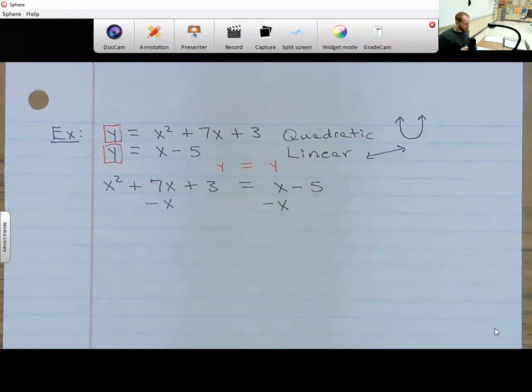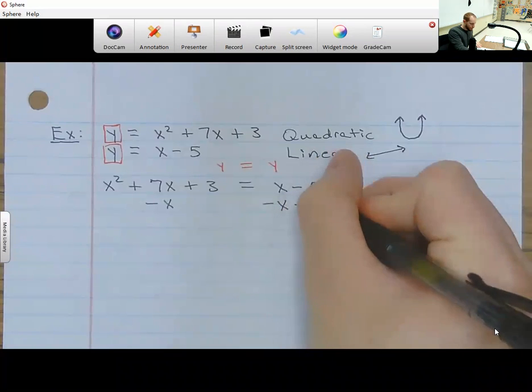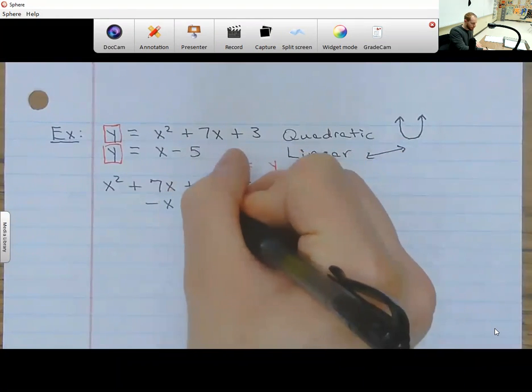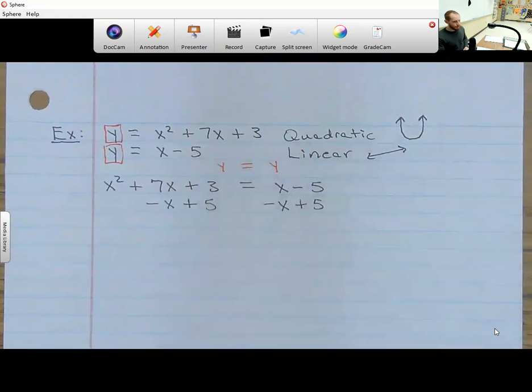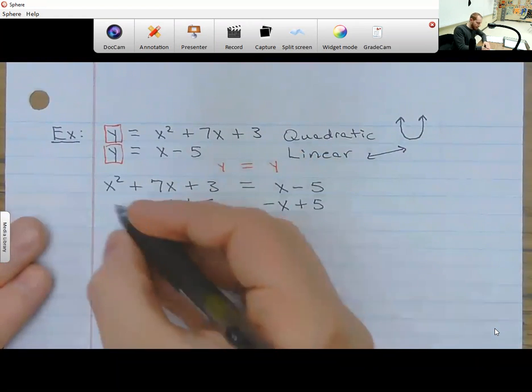The negative 5, I can get rid of that by adding 5. That'll get rid of the minus 5. Just make sure you do it on both sides to make them equal. So I'm subtracting x, but I'm adding 5. So let's see what happens.